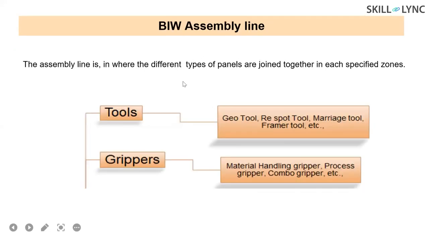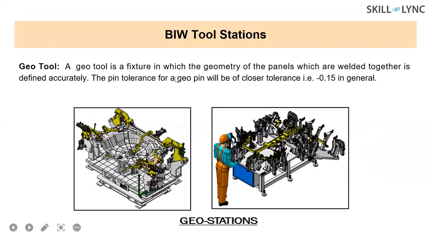Okay, so this is the BiW assembly line. For the assembly line, we'll be having different components. So we have different things named tools or grippers. Tools are the things which are going to measure the particular thing. Grippers are used to handle the components. Clear, guys? We are going to see each and everything in detail.